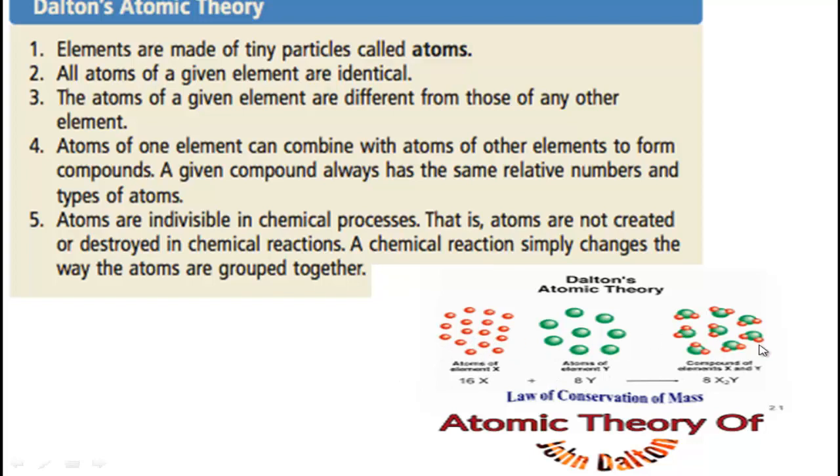Here, for example, this is a chemical reaction, where 16x elements and 8y elements react with each other and form 8 compounds, x2y compound. Here x is one element, y is another element, and combining x and y elements, they form a compound whose composition is x2y. So here, follow this. Previously, at the start of the reaction, there were 16x elements and 8y elements. And after the reaction, when they form compound, also there are 16x elements, 8 twos are 16. Count here, 16 red x elements and 8 green y elements are present.